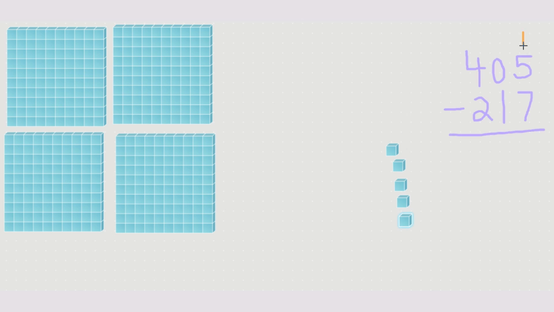We start in the ones place, just like always, and we need to do 5 minus 7. To do that, I come over here to take away 7 ones. Can't do it. There's only 5. So I go next door to make a trade. However, there are no 10 sticks for me to trade with. So I have to go all the way over to the hundreds flats. So I'm going to take out 1 hundreds flat, and I'm going to put in 10 tens sticks.